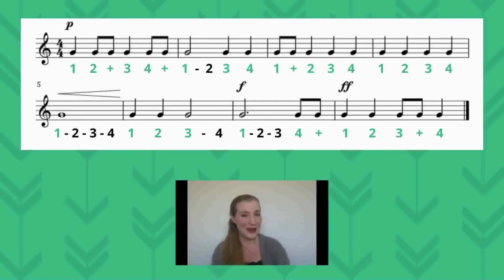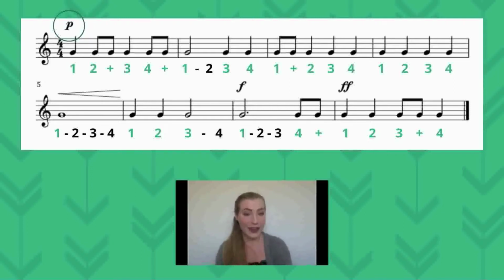So, for example, let's look at our very first dynamic. We have a P at the very beginning of our music. Our P stands for piano, and piano means soft. And you don't see another dynamic until your second line. So that whole first line will be sung or clapped softly, piano.